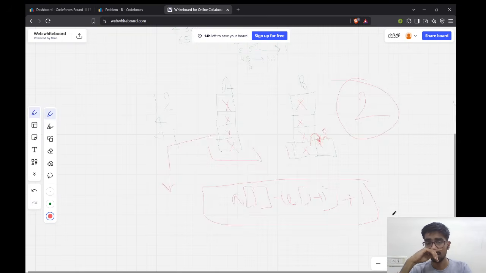Right? And the problem could also say that the mountains are not in decreasing order.